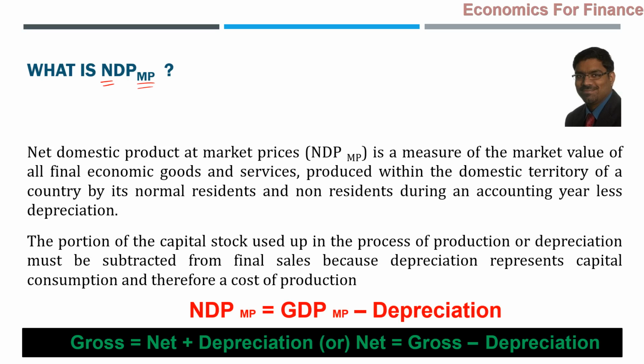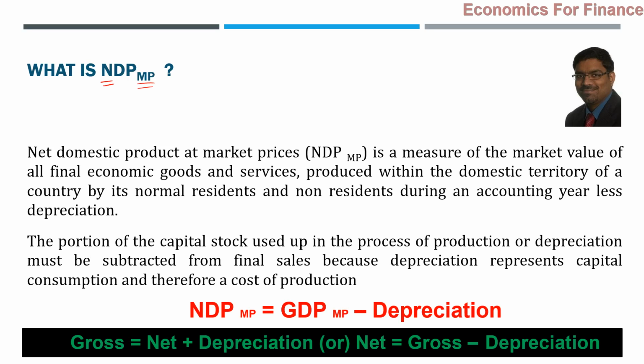So what is net domestic product at market prices? Same thing. It is a measure of the market value of all final economic goods and services produced within the domestic territory of a country by its normal residents and non-residents also, naturally within the domestic territory. We are talking domestic here, not national. So whatever they are producing within the domestic territory of a country in an accounting year, the market value of all those final economic goods and services will be added, less depreciation, that will give NDP. If you don't deduct depreciation, that will be GDP.